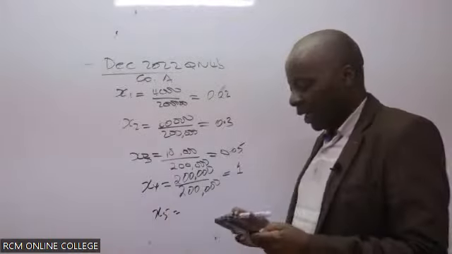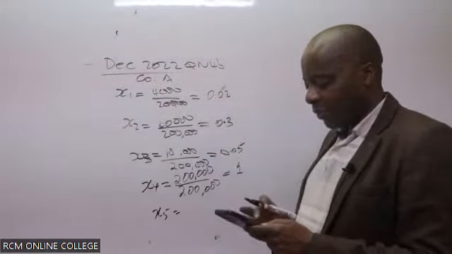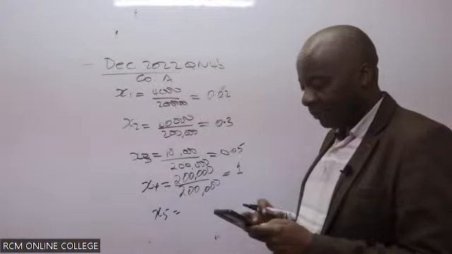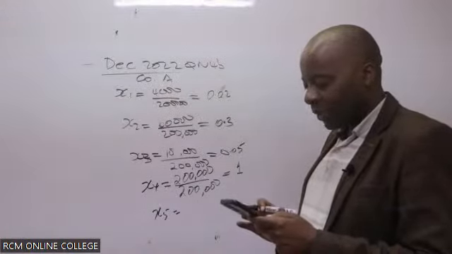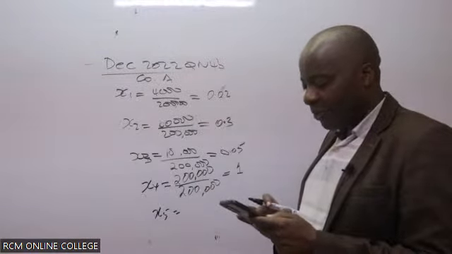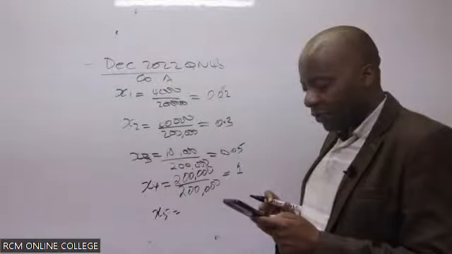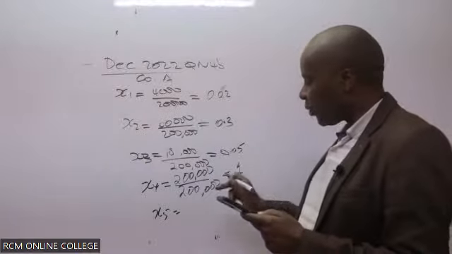So X5, ladies and gentlemen, they have told us here for company A it is market value of equity. Market value of equity they have given us: 20,000.